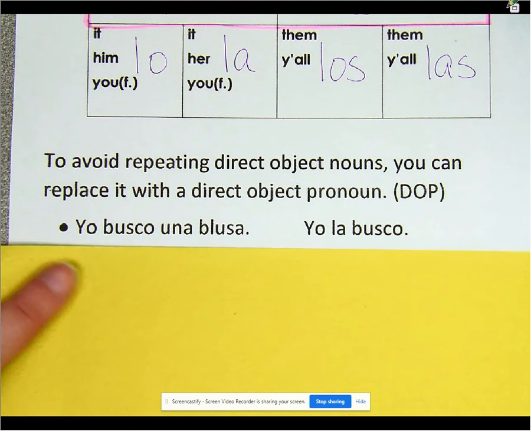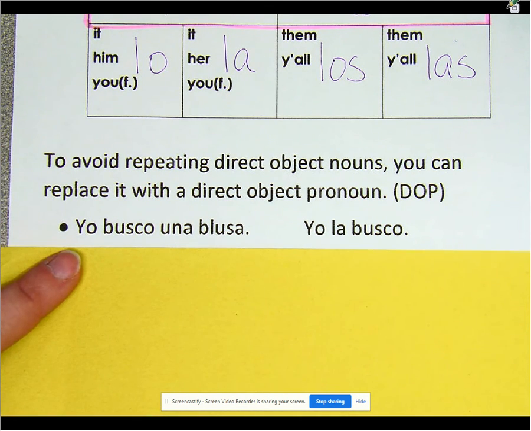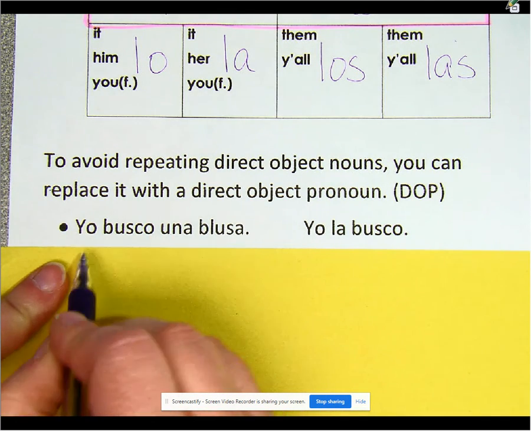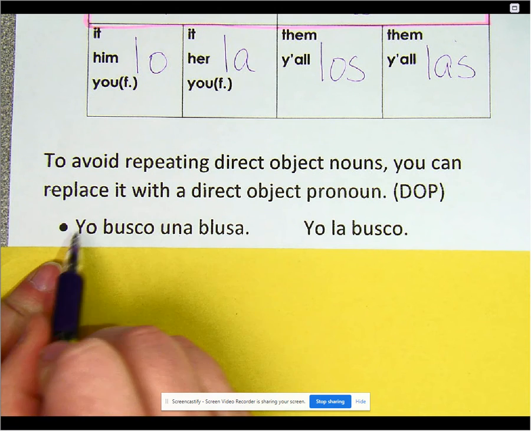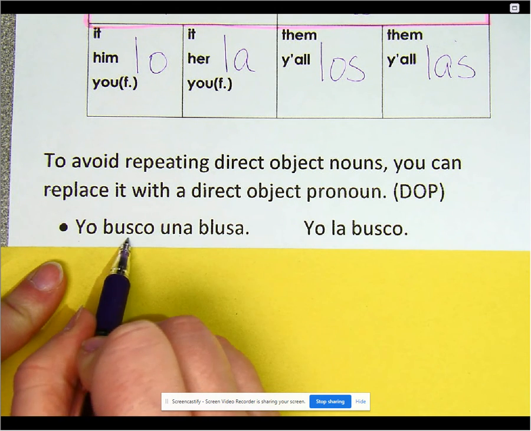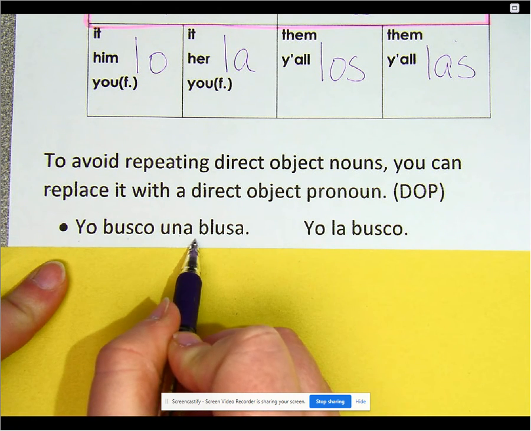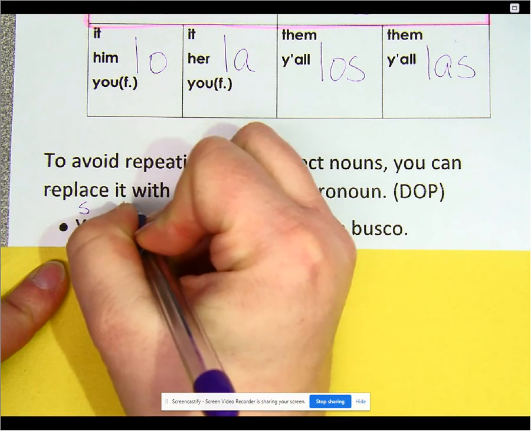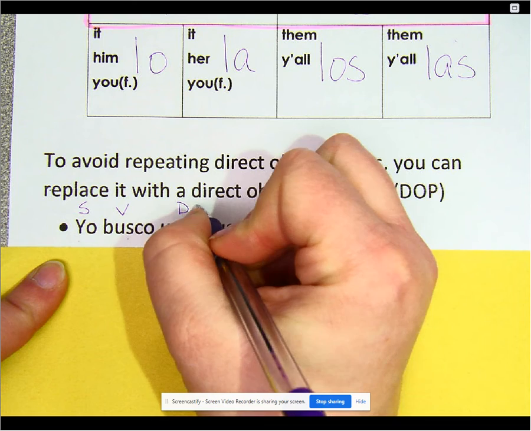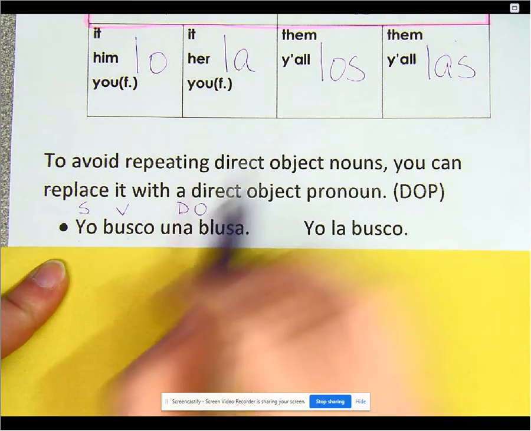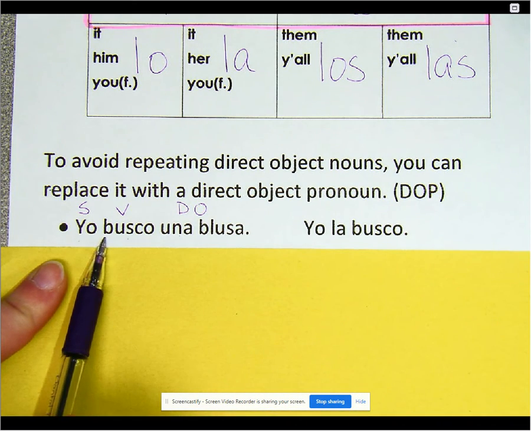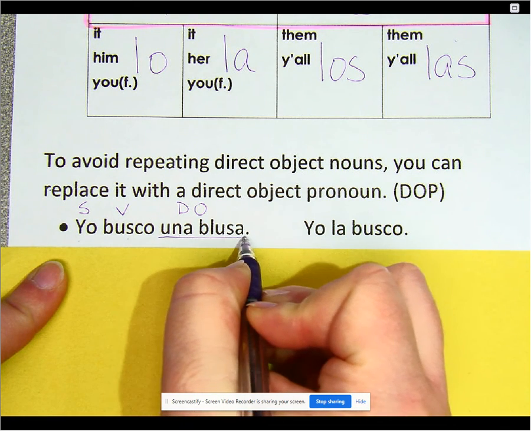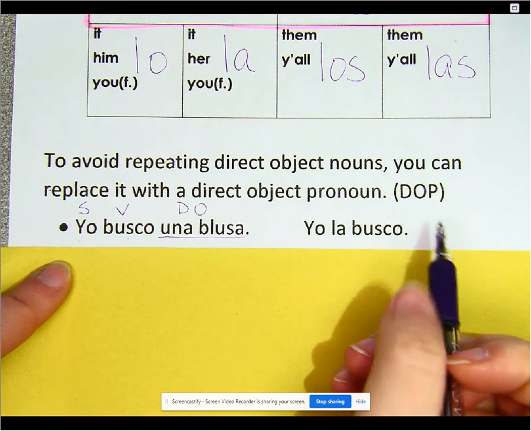Okay. To avoid repeating direct object nouns, you can replace it with a direct object pronoun. So, yo busco una blusa. Okay, we just kind of went over this with a different noun. I'm looking for a blouse. Okay, so we know our yo is a subject, busco is the verb. This is our direct object. So if you want to just say, I'm looking for it, we can replace blusa with a direct object pronoun.